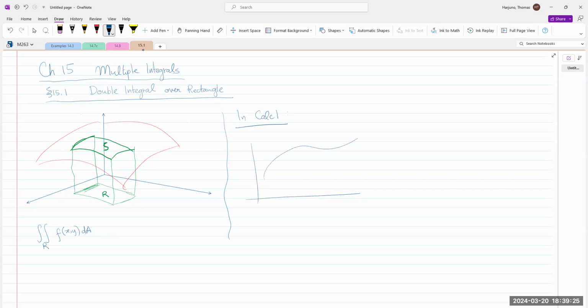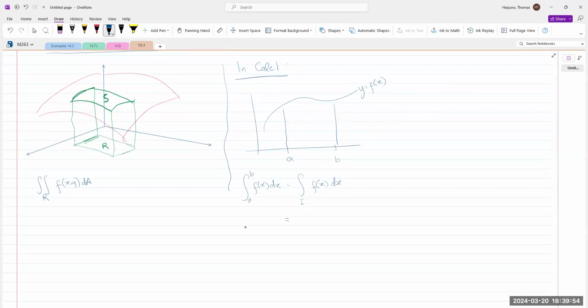In Calc 1, when we have a function y equals f(x) over an interval a to b, the integral from a to b of f(x) dx, sometimes we just write it as the integral over interval I of f(x) dx, was defined as the following. We partition the interval [a,b] into a lot of small sections. For each section, we choose a value there, and actually we can choose any value as long as it is in this interval. You choose an xi.